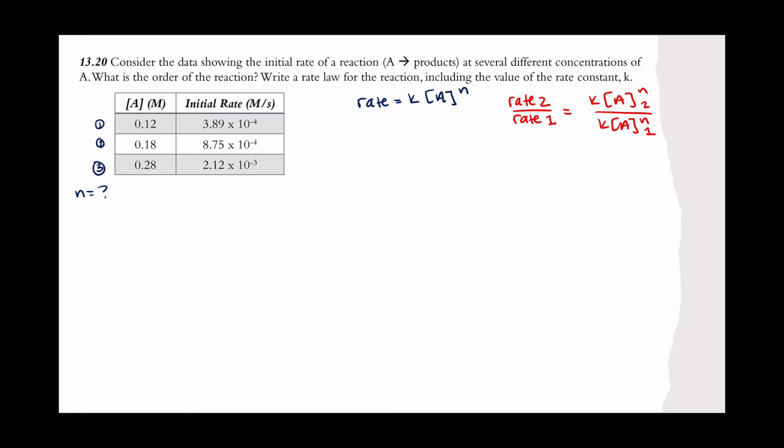I'm going to just start plugging in values. Rate 2 would be 8.75 times 10 to the negative 4th molarity per second divided by the 3.89. That is going to be equal to K, which we don't know yet, times A. The concentration of A for the second experiment, that is 0.18 molarity, raised to the n power, that is what we're solving for, divided by K times 0.12 molarity raised to the n power.